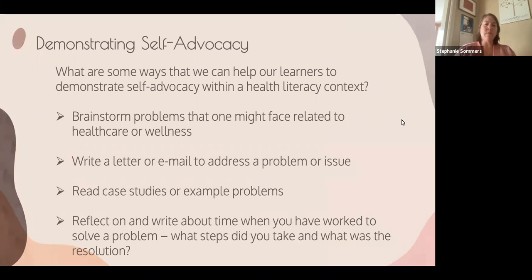Well, we could brainstorm problems that one might face related to healthcare or wellness. We could write a letter or email to address a problem or issue. We could read case studies or example problems like the one in the lesson that I showed you about the Diaz family. And we could reflect on and write about a time when you have had to work to solve a problem. What steps did you take and what was the resolution? So having our students do a little bit of reflection there.